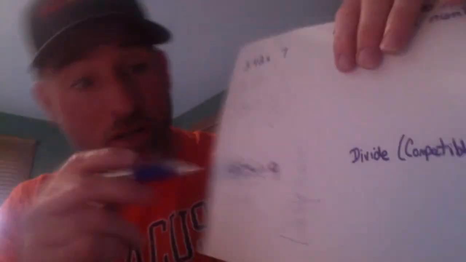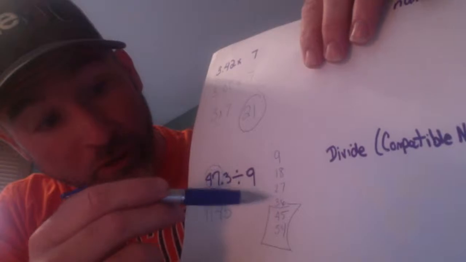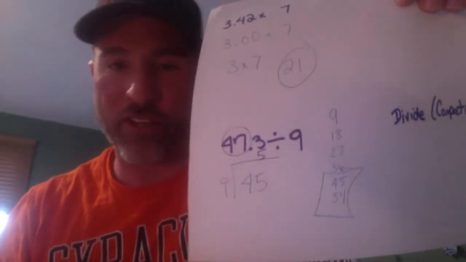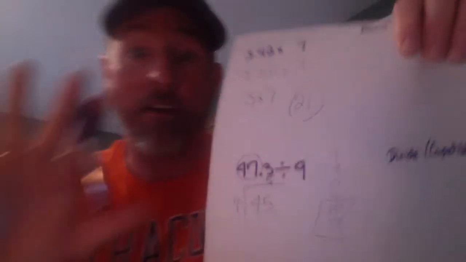And if you're not sure, just count. 1, 2, 3, 4. It was the fifth number. So the answer is 5. Now, that's not an exact answer. That's an estimate. So 47 and 3 tenths divided by 9 is about 5.